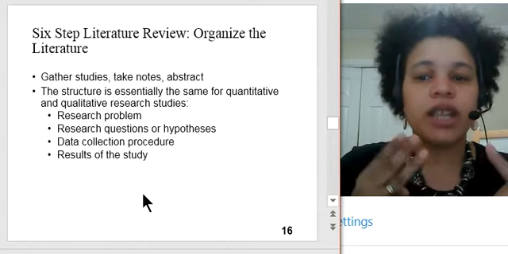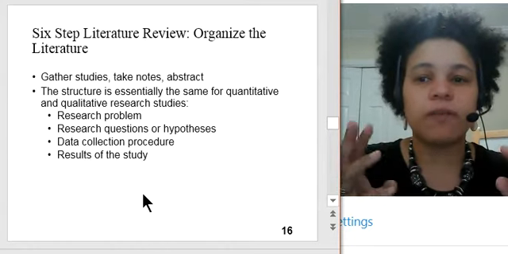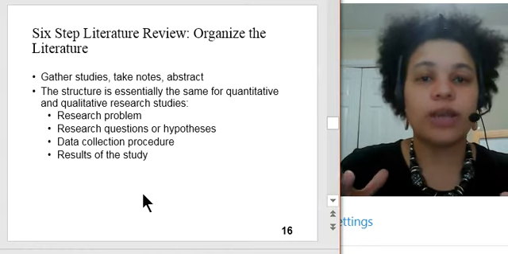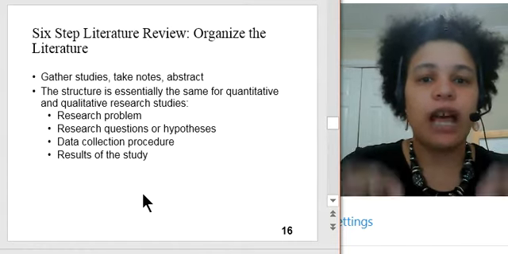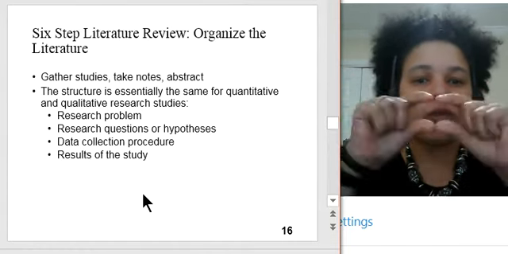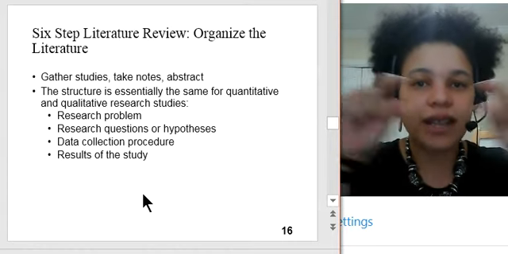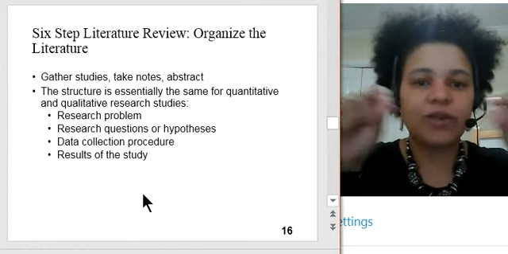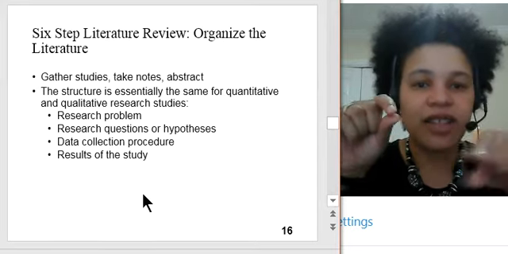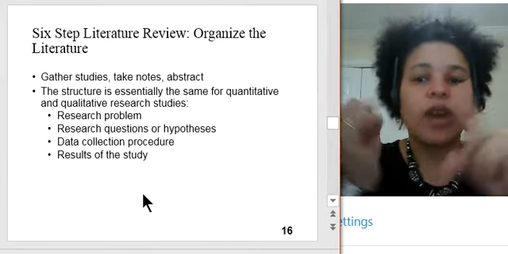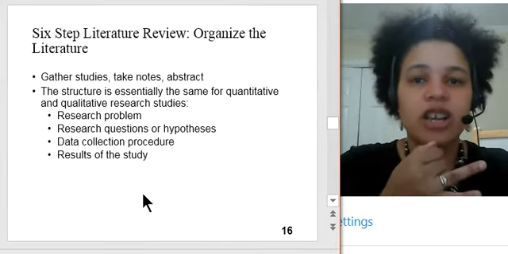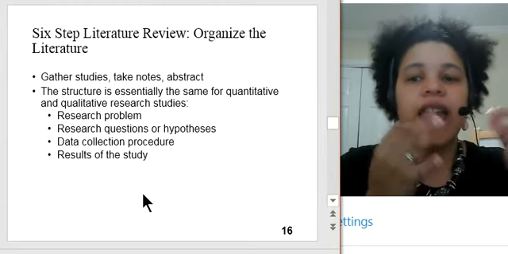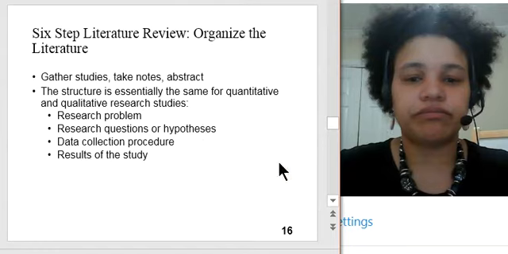In terms of taking my notes on what a particular article was about, if I'm writing an annotated bibliography, I would write what the reference citation would be in APA 6, right? I'd have that. And then underneath that, I'd write about a paragraph where I have their research questions, their data collection, the basics of their methodology, and the results.